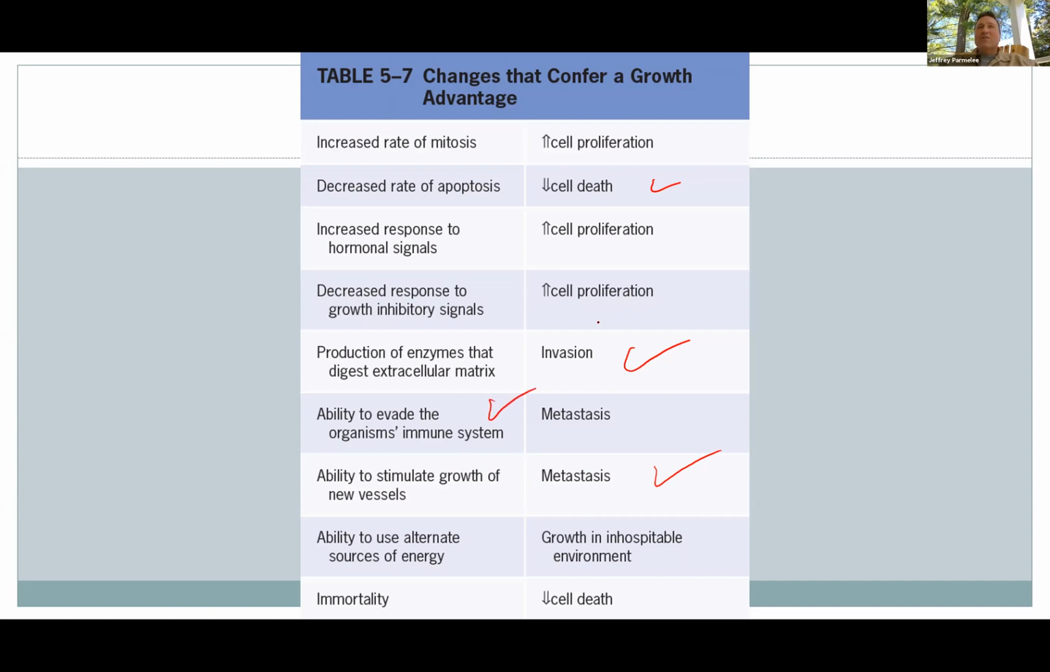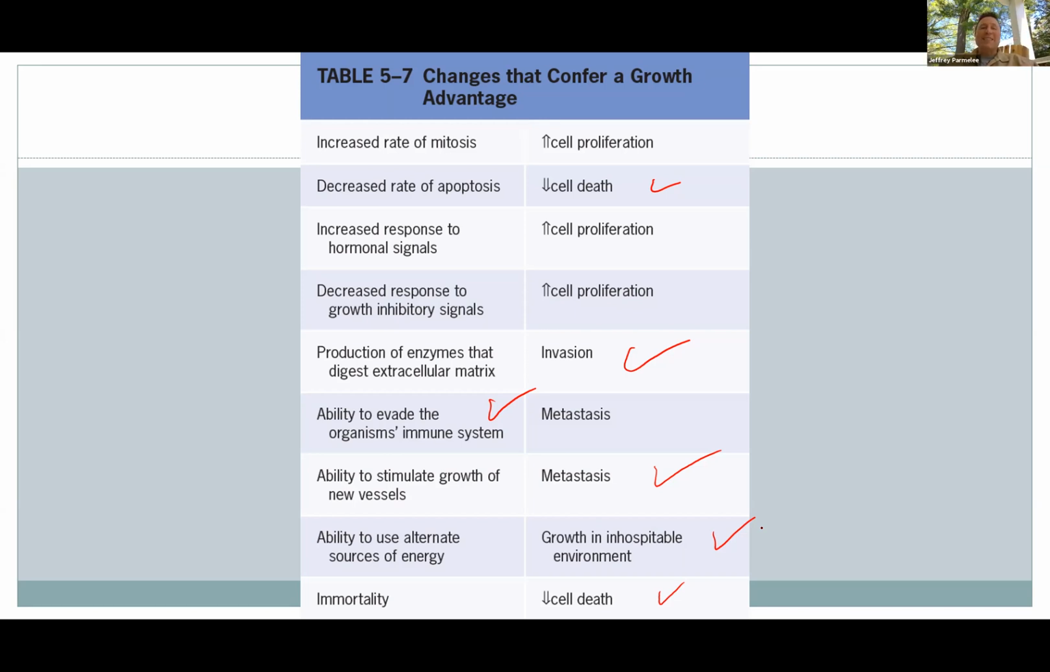Your cancerous cells should be recognized by your immune system, so anything they can do to hide from that is going to be a benefit to them being successful. Like I say, using glycolysis because they're not getting much oxygen, and immortality. Cells are supposed to have a lifespan, but if they don't die, they're going to keep building up.